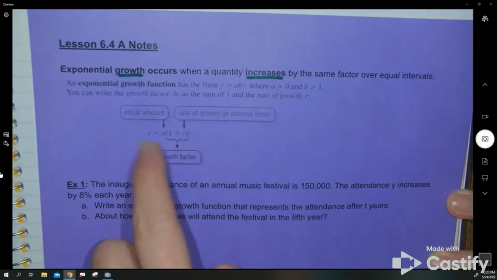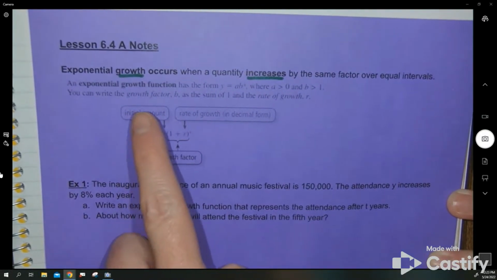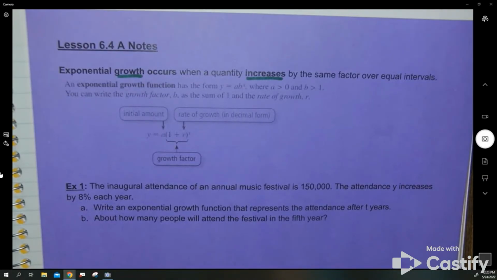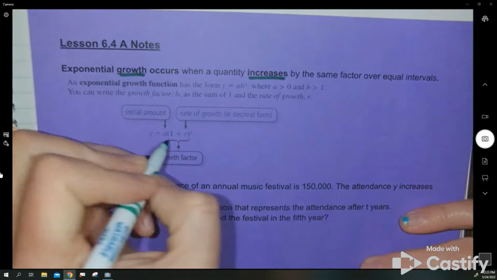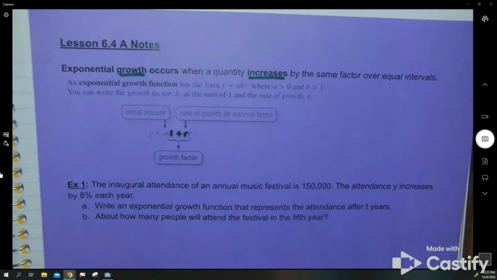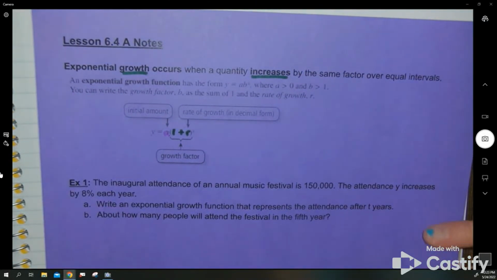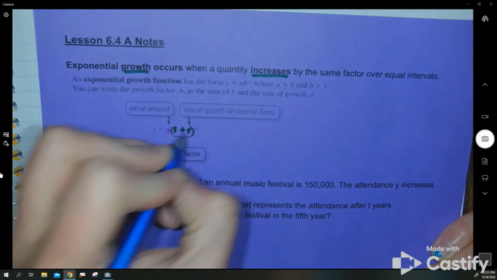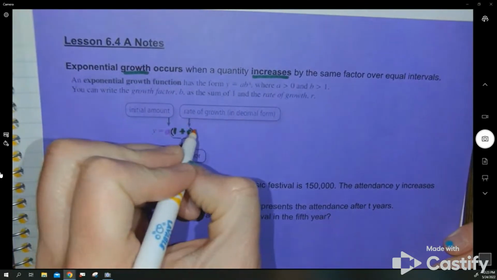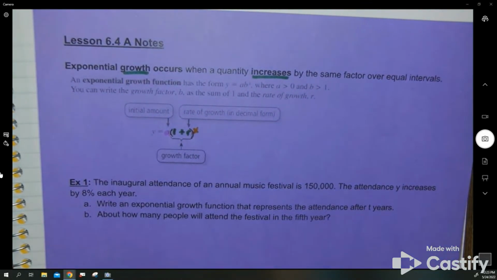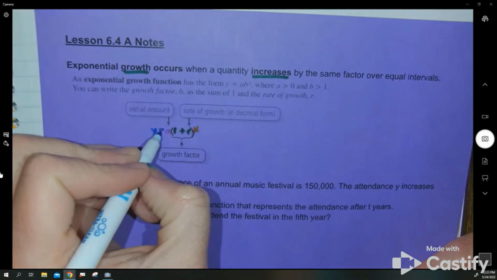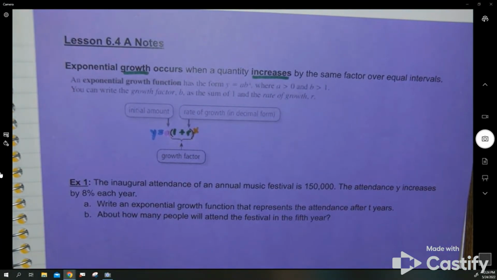So if we're looking at this formula here, this is how we would write our exponential growth. We have a factor of b, and that is the sum of 1 and the rate of growth. So whenever we're talking about exponential growth, we have 1 plus r, so 1 plus that rate. And a is your initial value or that starting amount. You can't really see it very well, but there are parentheses around 1 plus r, and it's raised to the x power to give us our y. So y equals a times the quantity 1 plus r raised to the x power. This is the formula that you're going to use anytime you're talking about exponential growth.